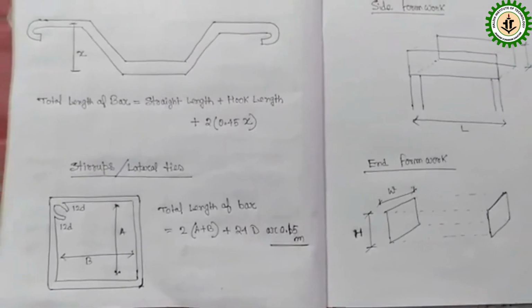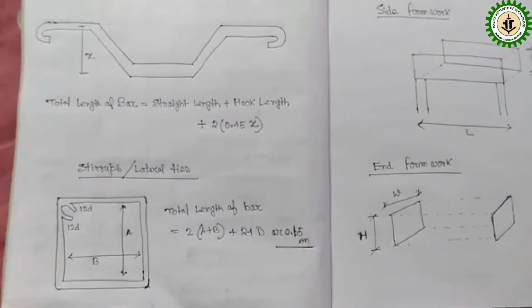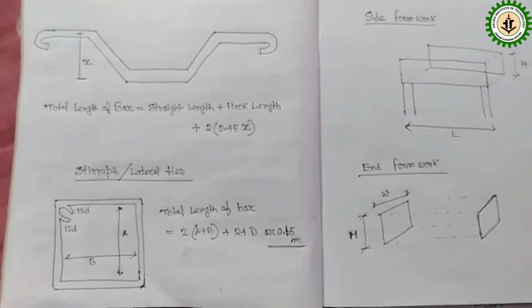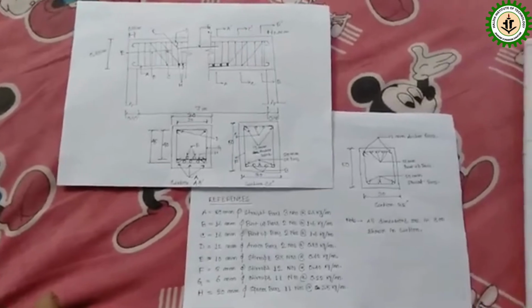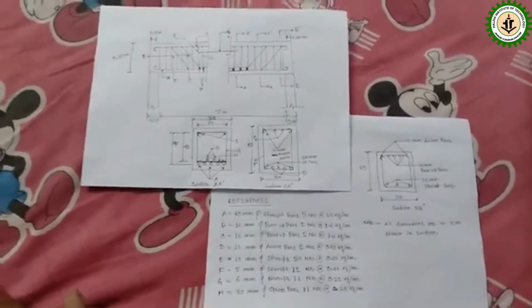So this was the length calculation procedure of different bars that we have to use in RCC beams or columns. Now this is the problem. You have to calculate the quantities of the following items for the beam shown in the figure. Item number 1 is reinforced concrete, that ratio is 1:2:4. Second item is formwork for beam, and third item is weight of the steel in kg. You have to determine from this particular plan that is given, and these are the sections.